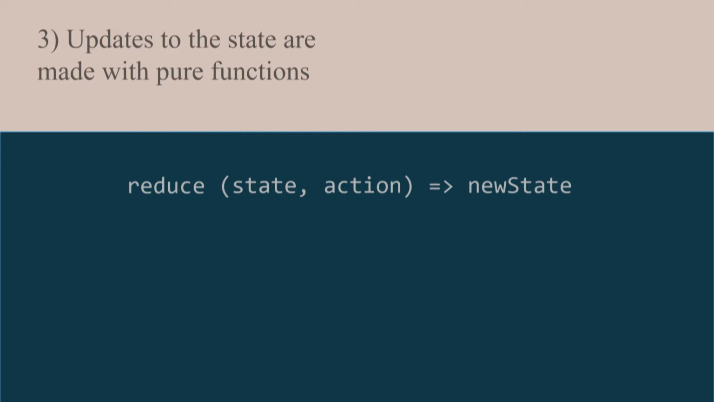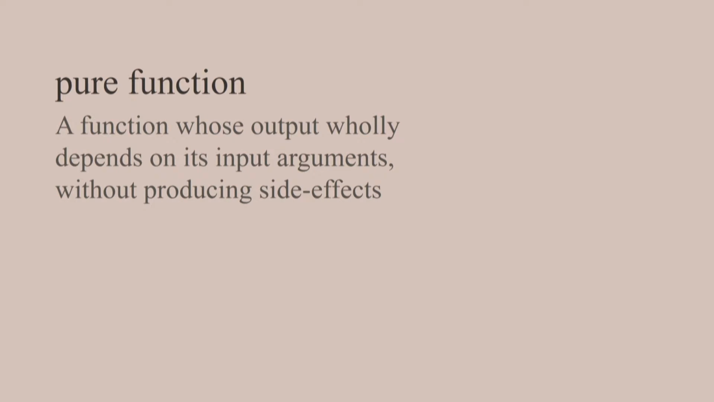This update function is a reducer. Its job is to take your old state and this change event, and combine it into a new state object. So we call these reducer functions. And it's very important that this reducer function is pure in nature. And all that means is that the output of the function depends on the input argument alone. It's not going to do any other side effects.